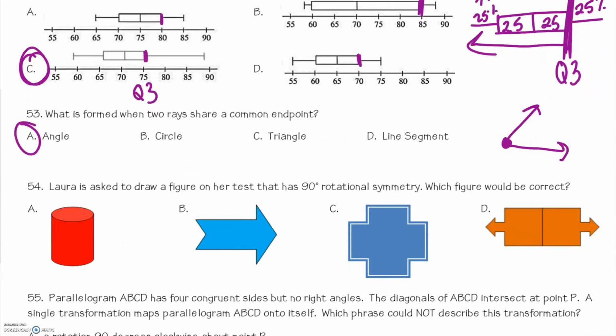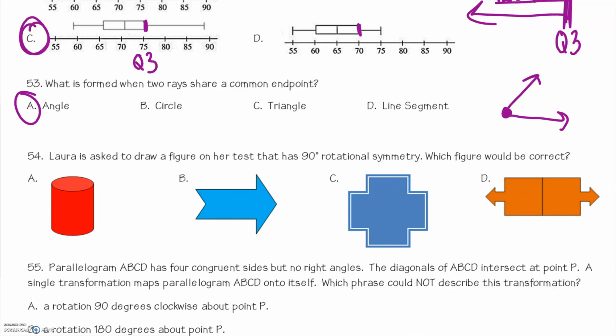All right, 54. Laura is asked to draw a figure on her test that has 90-degree rotational symmetry. What that means is that if you rotated it 90 degrees, you're going to get the same thing every time you rotate 90 degrees. Well, 90 degrees is a quarter turn. Hopefully it's jumping out to you that this cross figure here, if you rotated it 90 degrees every time, you get the same thing. This arrow definitely wouldn't work. D, if you rotated it a quarter turn, it's going to put the arrow up here at the top. So D is out and A is out. So the correct answer here is C.